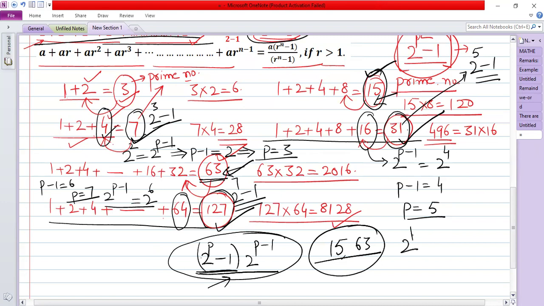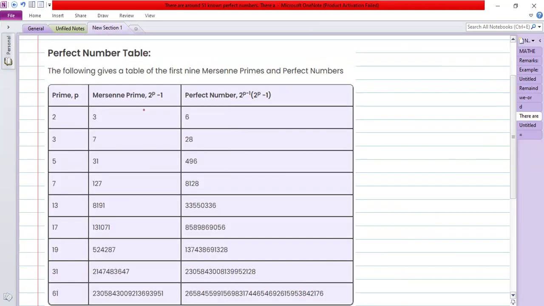Although they are of the form 2 raised to power p minus 1, they are not giving us perfect numbers. Why? Because they are not prime numbers. So here is the table of the first nine Mersenne prime numbers and perfect numbers.